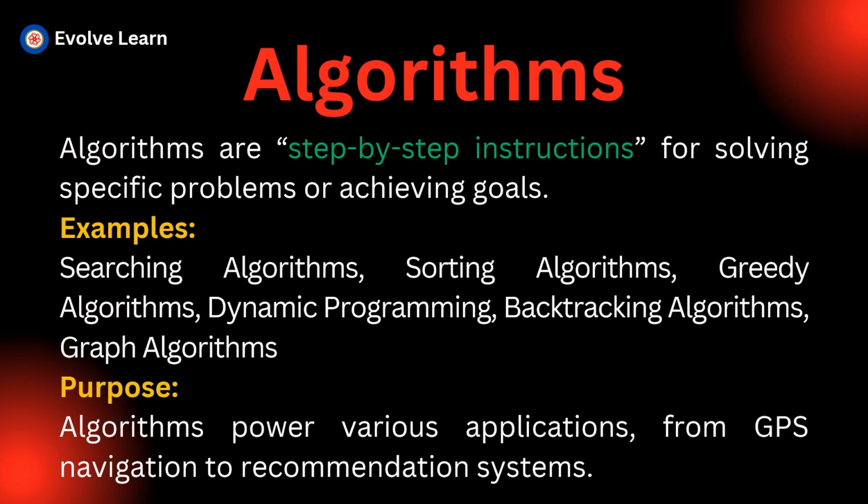Now that we have covered the data structures, let's see how they are used with the algorithms. Algorithms are step-by-step instructions for solving specific problems or achieving goals. Based on the type of nature and usage, the algorithms are grouped together into several categories such as sorting algorithms, searching algorithms, greedy algorithms, dynamic programming algorithms, backtracking algorithms, and graph algorithms. And these algorithms have various applications from GPS navigation to recommendation systems.